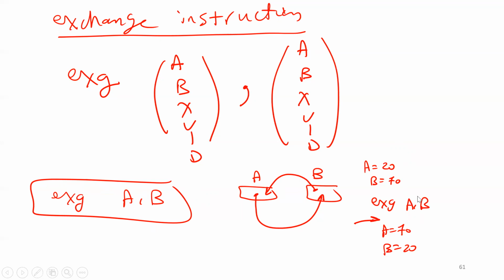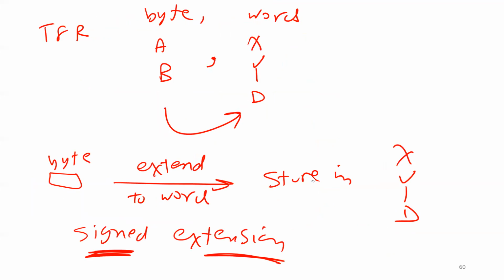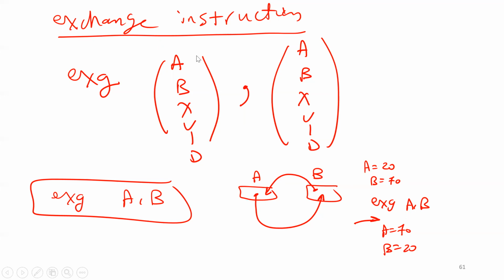I give you a numerical example here. If A is storing 20 and B is storing 70, after I execute this instruction, now A is 70 and B is 20. Is that okay, guys? So here, the two registers are going to change. Before, we had a source, and the source does not change; the destination changes. But here, both of them change. Any questions?